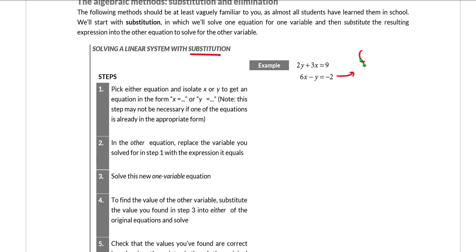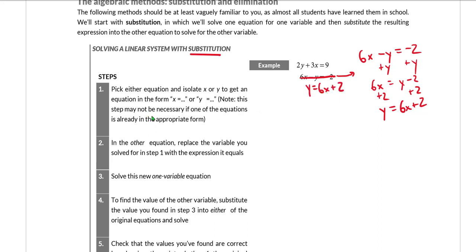So we're going to write down 6x minus y equals -2. I'm going to add y to both sides, and I get 6x equals y minus 2, and then I'm going to add the 2, and I get, just flipping the equation around here, y equals 6x plus 2. So instead of this second equation, I now have y equals 6x plus 2. That is step 1. I have isolated one of my variables.